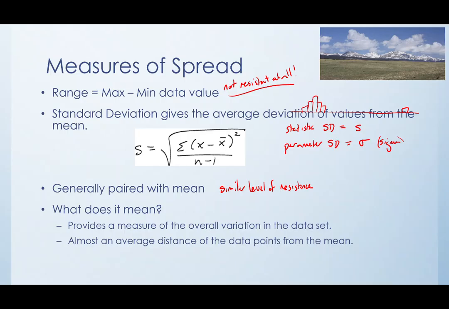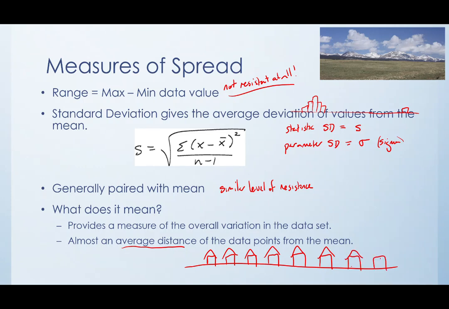And the way I like to think about it is it's essentially the average distance of the data points from the mean. So I like to think of everybody living on a street all together, and there's whatever distance is between everybody's houses. This is a really long street. And how many did I do here? 1, 2, 3, 4, 5, 6, 7, 8, 9. Okay, so I got 9.